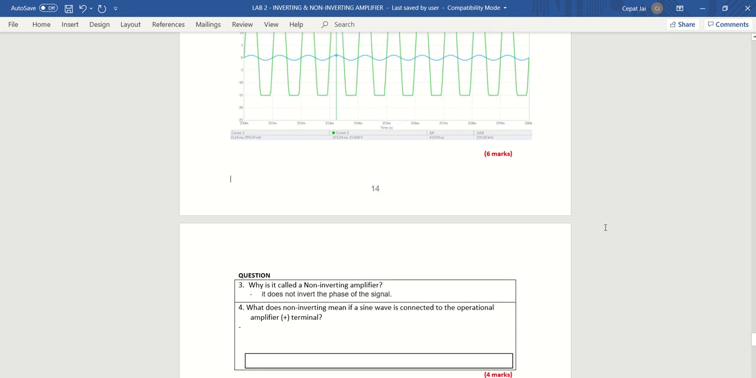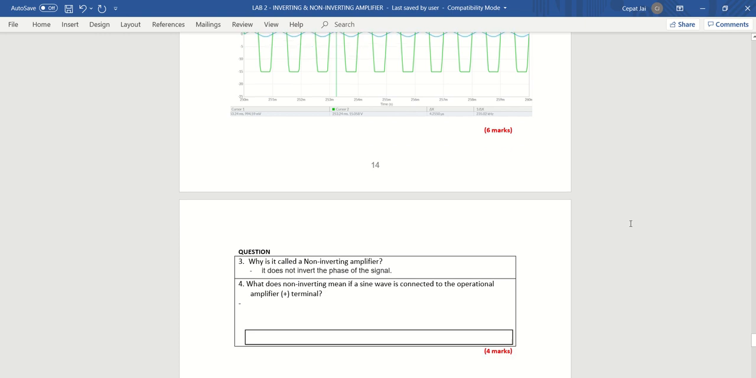The question: why is it called a non-inverting amplifier? It doesn't invert the phase of the signal.